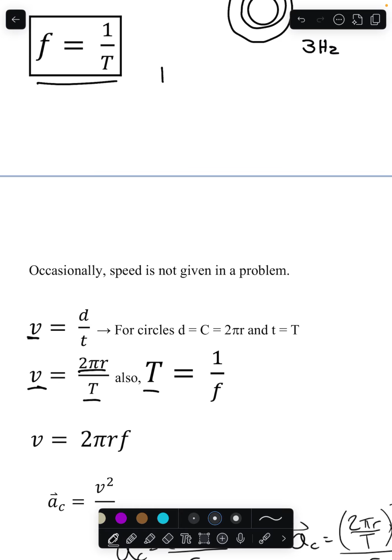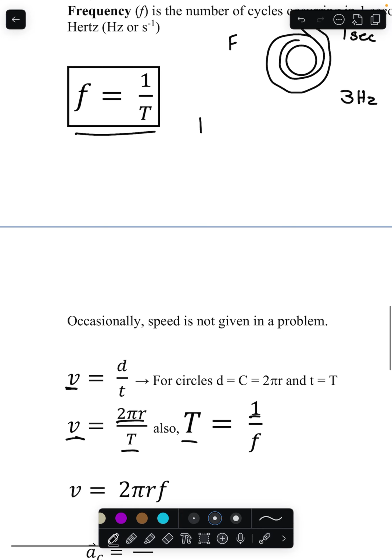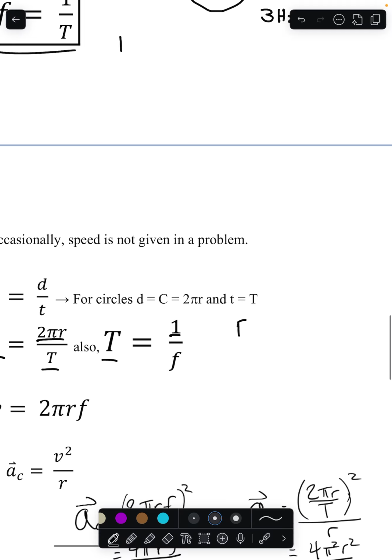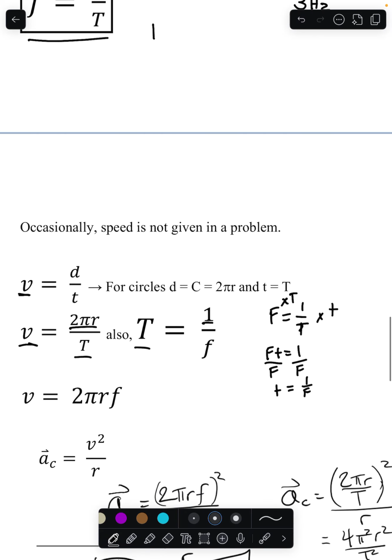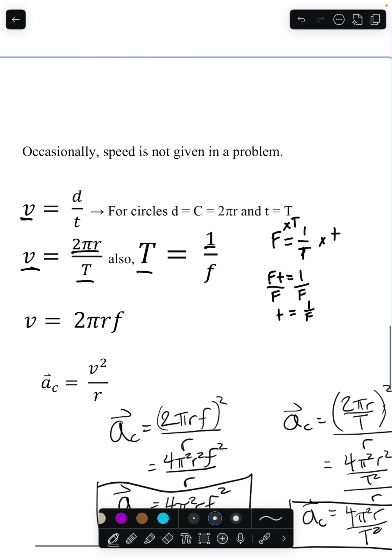T can also be equal to 1 over f, which we see over here when it's rearranged. So our f is equal to 1 over t. We multiply this by t on both sides, so you're going to have f t equal to 1. Divide this by f, divide this by f. Our t is going to be equal to 1 over f.